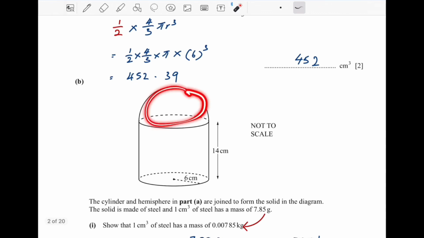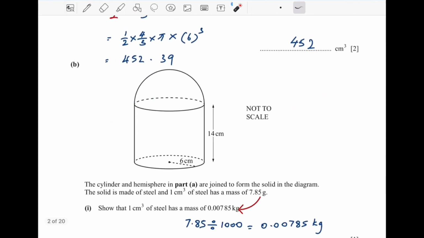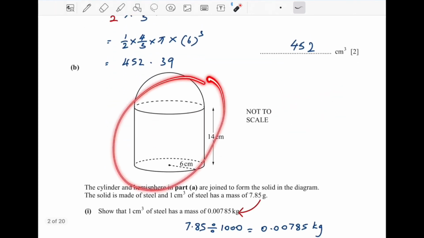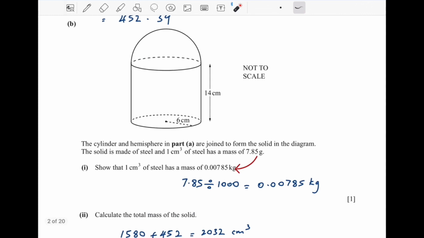Now the hemisphere and the cylinder are combined and joined to form a compound solid in the diagram. So we know that 1 cm cubed is the same as 7.85 gram, that is the ratio. Show that 1 cm cubed is the same as 0.00785 kg. So how do you show?